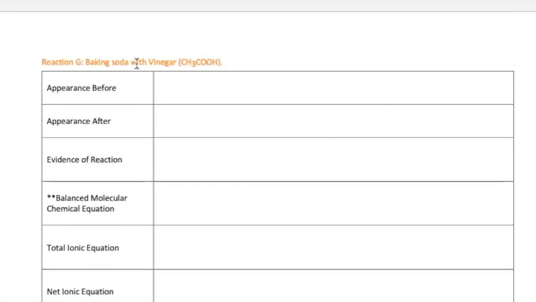Like the baking soda and vinegar, appearance before. What does the vinegar look like? What does the baking soda look like? Appearance after. What do the two combined look like? What's going on there? Evidence of a reaction. Again, use one of those four that we talked about earlier.